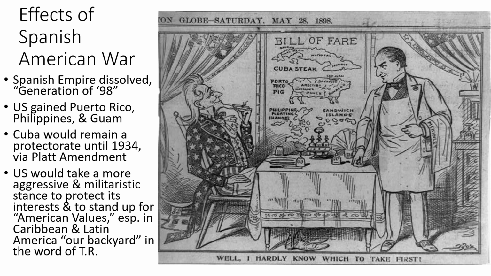And this is an image of President McKinley, an imperialist, as a waiter serving Uncle Sam a Cuba steak, a Puerto Rico pig, the Philippine floating islands being a dessert that was popular in this period, and then the Sandwich Islands, which is an old term for the Hawaiian Islands.